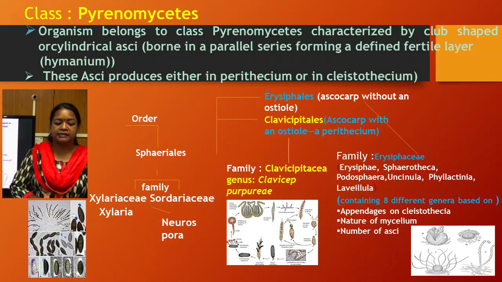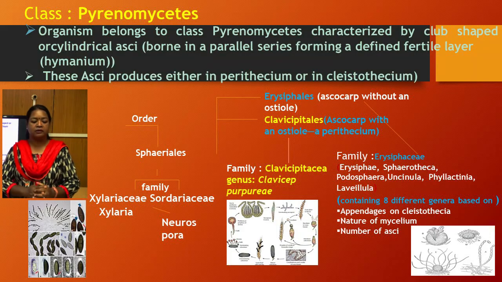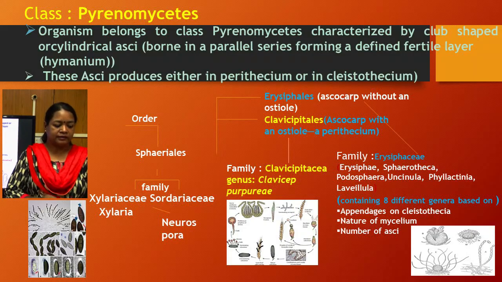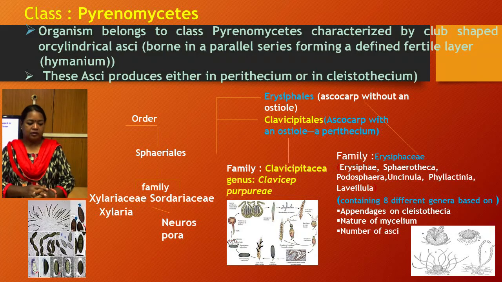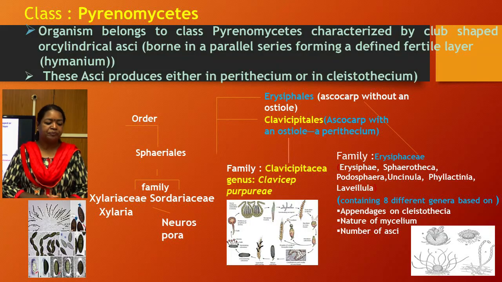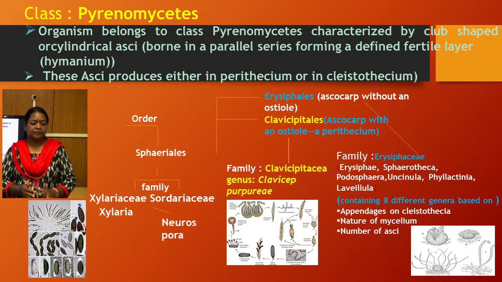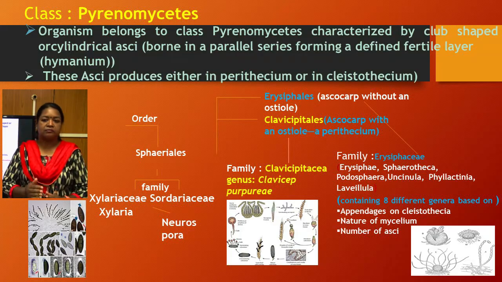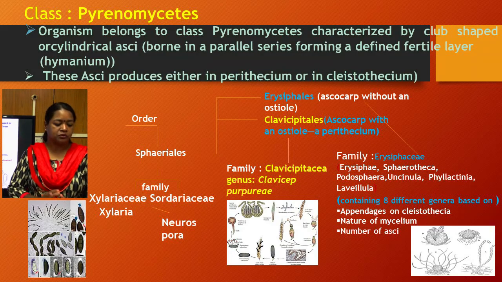The most important disease is powdery mildew of pea caused by Erysiphe polygoni. Other genera of this family are Podosphaera, Uncinula, Phyllactinia, and Leveillula. These genera cause powdery mildew in many host plants.